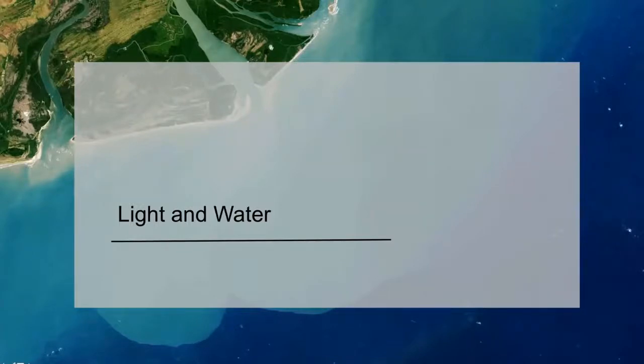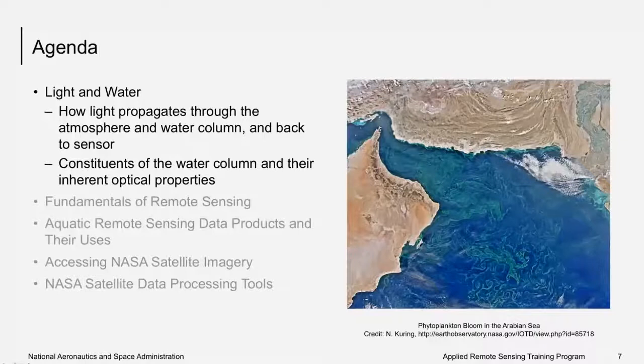To understand remote sensing, we must first have some knowledge of the water and its constituents, and how light interacts with them. In this section, we will cover the nature of light and how it propagates through the atmosphere and water column and back out to the satellite sensor or airborne sensor. We will also talk about the inherent optical properties of the constituents in the water and how they influence the color of light.